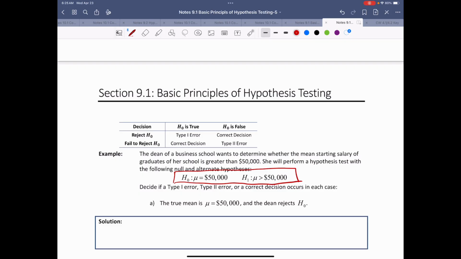Okay, so here's letter A. It says the true mean is 50,000. All right, so look at her H0, and if the true mean is 50,000, her H0 is true. Okay, so H0 is true. I want you to not look at the rest, don't look at that yet. I'm going to go to H0 true. This is the column that she is in. Now, here's what the dean does. The dean rejects H0, therefore she has made a type 1 error.